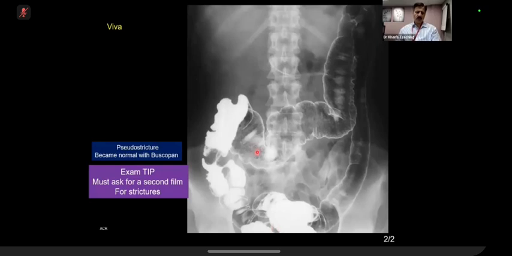Now, this is a film of ulcerative colitis. I'm going to show you many films of ulcerative colitis and also Crohn's disease. Now, if you go back to your pathology, please remember the difference between the two. Ulcerative colitis is a disease which just involves the large bowel. And on the other hand, Crohn's disease can involve anything in the GIT.